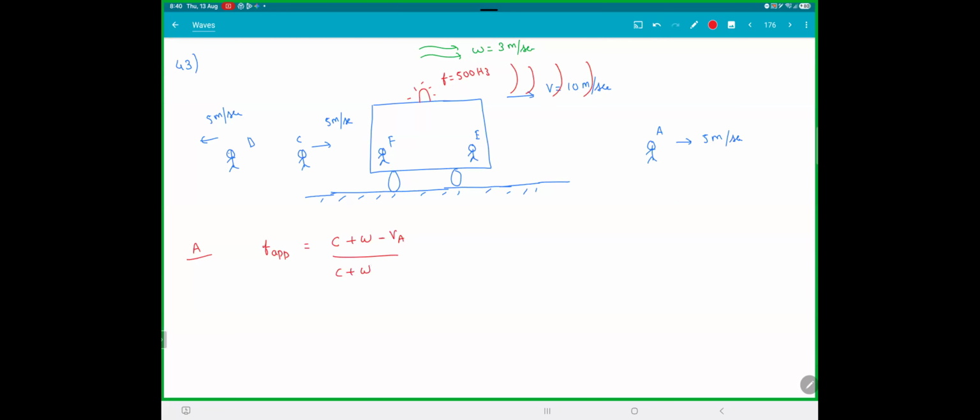What is the vehicle trying to do? Vehicle is trying to go towards the observer. It should increase the frequency, but it is in the denominator. So minus VS into F. Check. You can put the numbers and you'll get the answer there. Now, what is C apparent here? You can just bring that F down and we'll get C plus W minus VA by C plus W minus VS by F. This is your lambda apparent and the numerator is your C apparent.